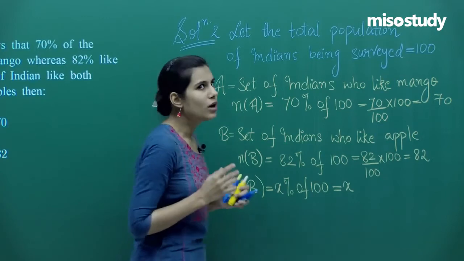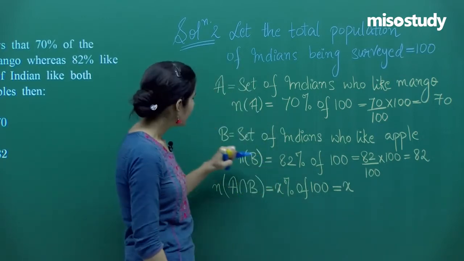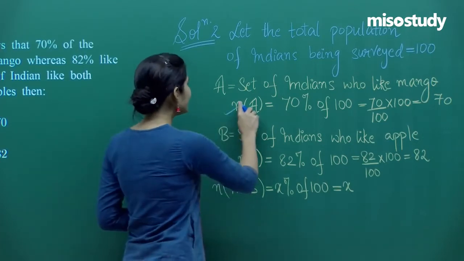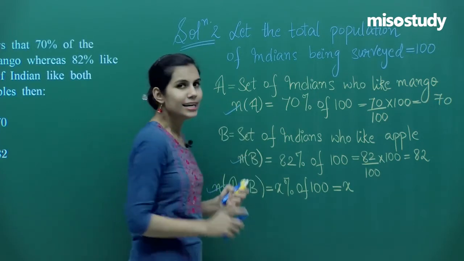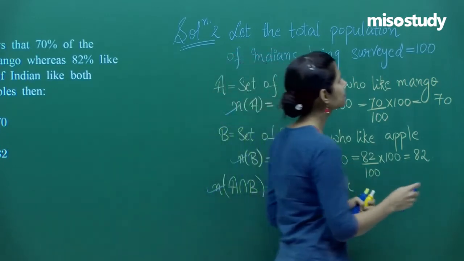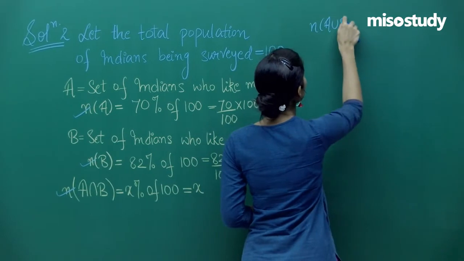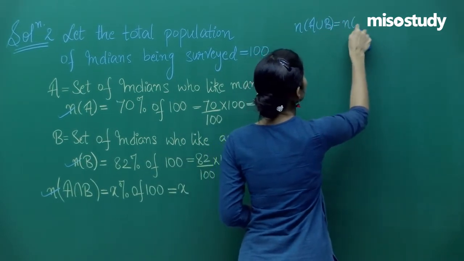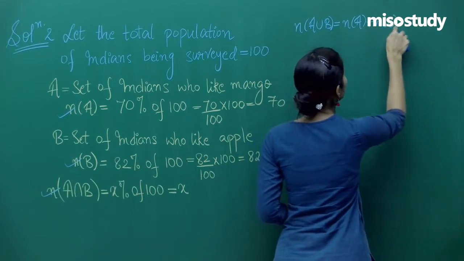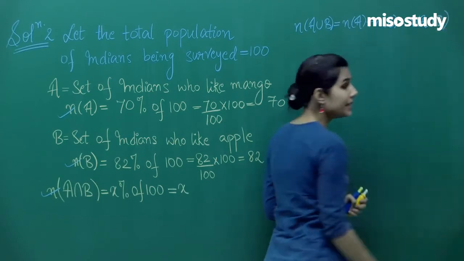Now we turn on to how do we deal with it. Once you have intersection with you, number of members in B with you, number of members in A with you, all these three given conditions trigger us to use one formula, which is number of members in A union B is number of members in A plus number of members in B minus number of members in A intersection B.